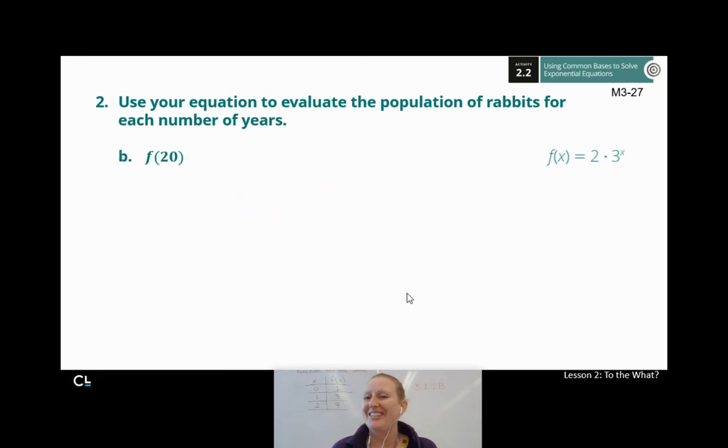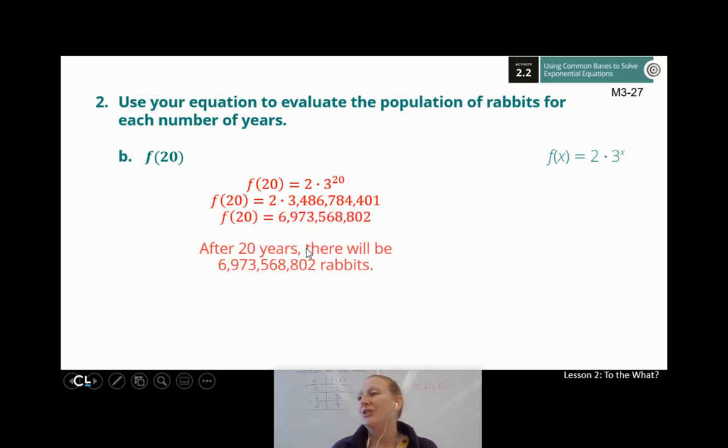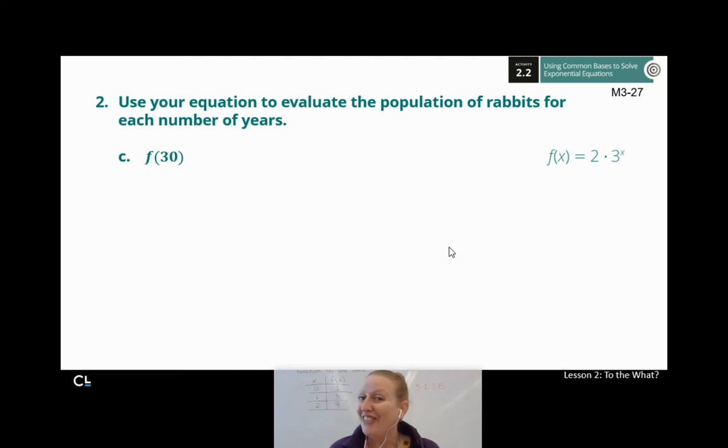What about after 20 years? So f of 20 means I'm going to go 2 times 3 to the 20th power. Again, use my calculator. 3 to the 20th power, so big. 3,486,784,401. I am going to multiply that by 2. And I found out that after 20 years, there's going to be 6,973,568,802 rabbits. That's a lot of rabbits. But what about after 30 years?